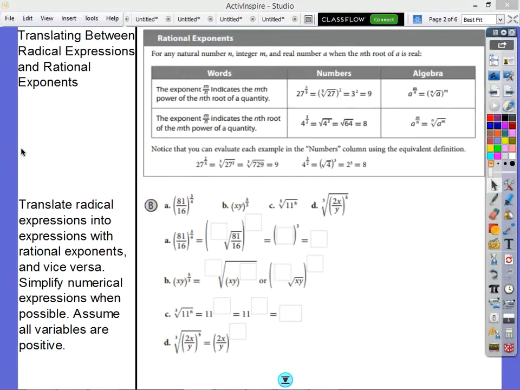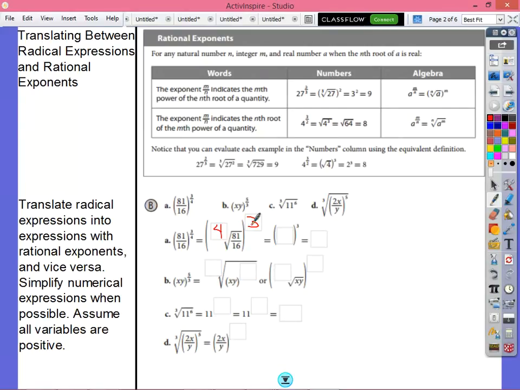On A, we want to simplify 81 over 16 to the 3/4. Okay, so make sure you fill this out on your paper, please, as we go through it. All right, so the denominator, that's going to be our root number. So that'll be a 4 there. Then the numerator of that fraction, the 3, the top of that fraction, that's going to be the exponent that goes on the outside.